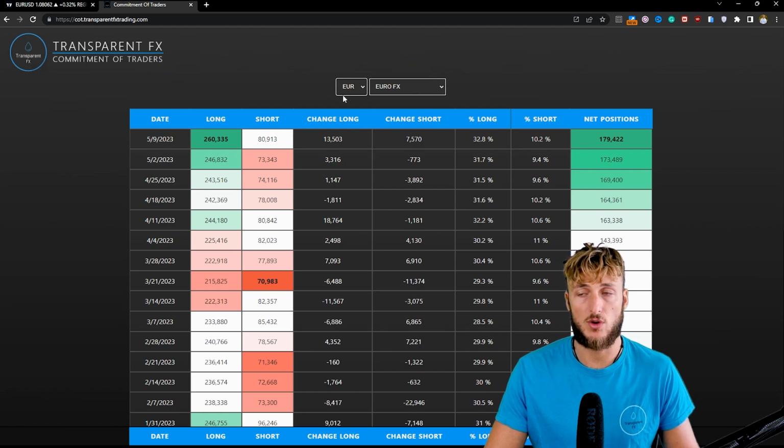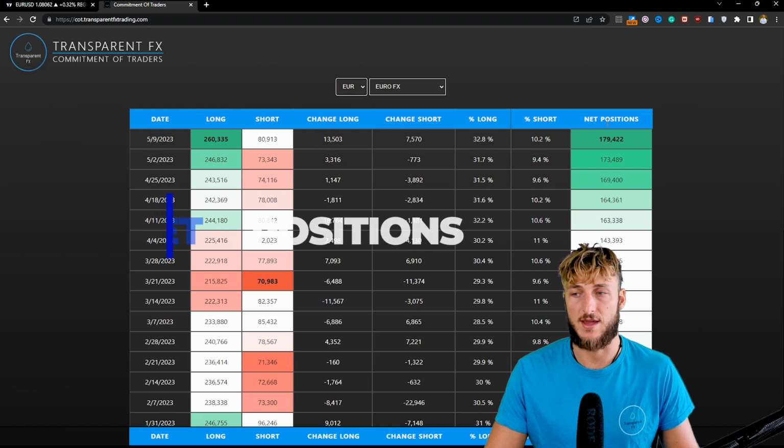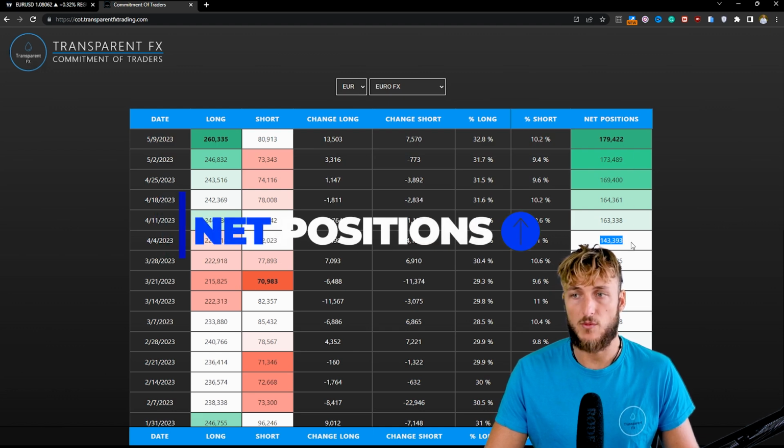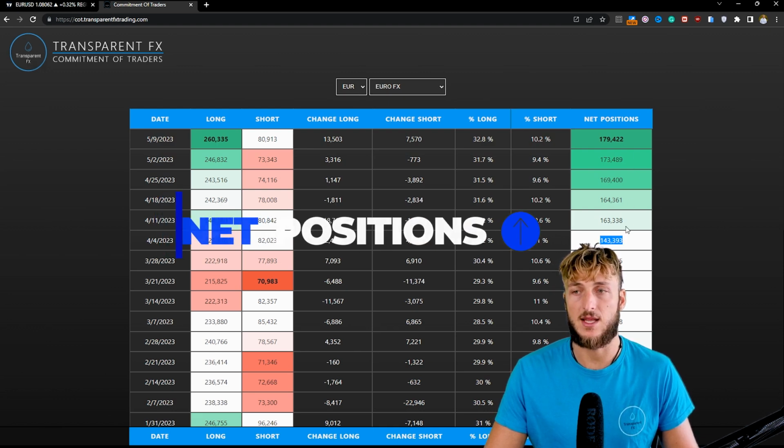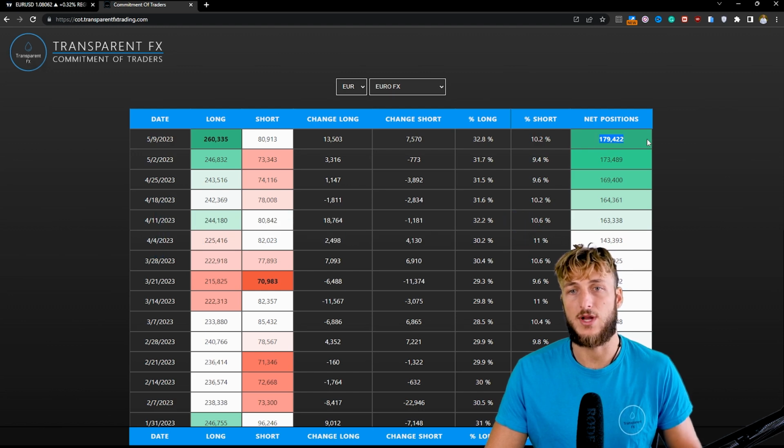Now, checking the data here for the euro, what we can see is that with the last reports, net positions have been increasing. We went from having 143k net positions all the way up to 179k net positions, showing a strong increase of the net positioning, reaching 260k longs compared to only 80k shorts.